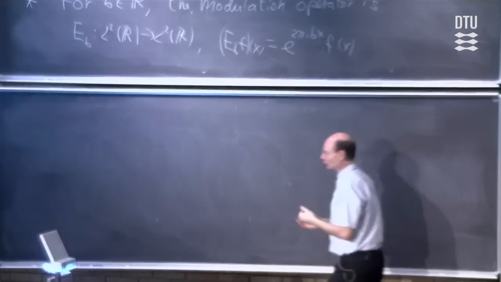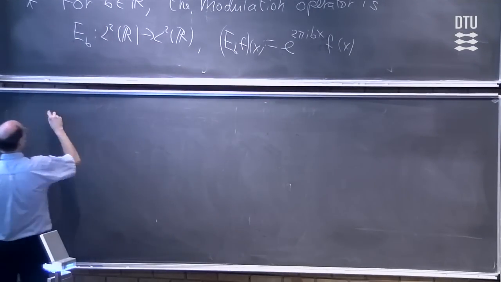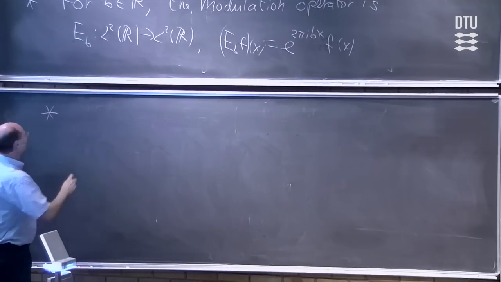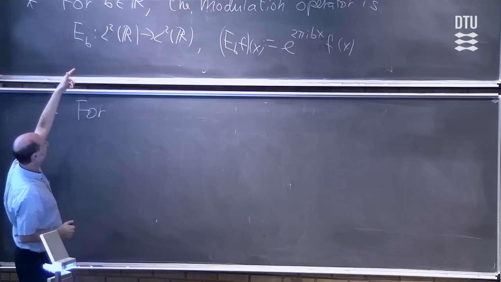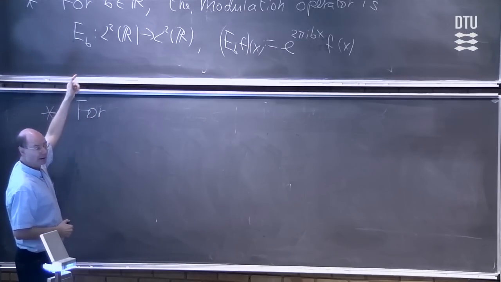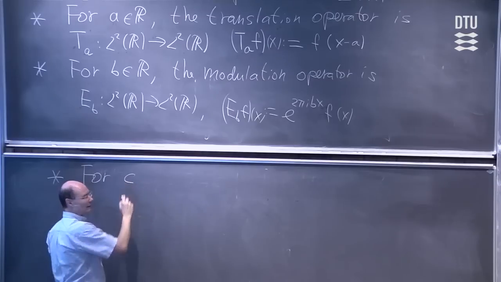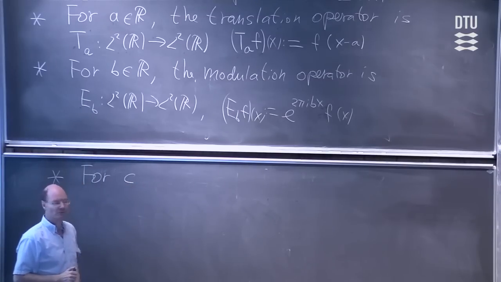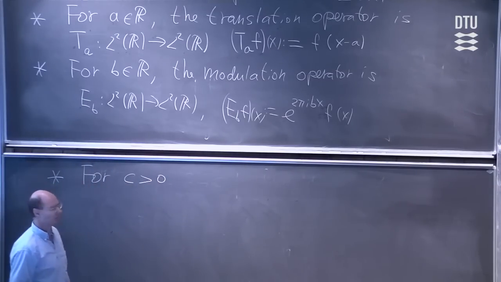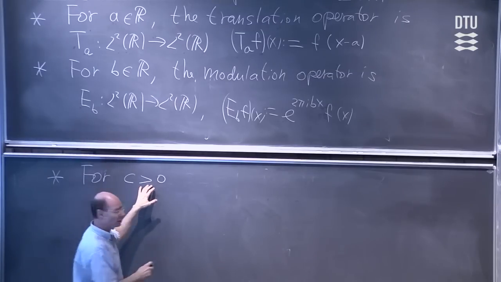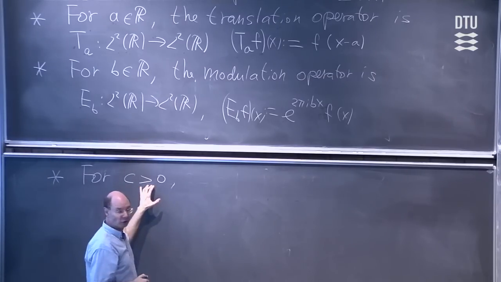Let me define the third class of operators. And here there's a slight difference, because you can see a and b are arbitrary real numbers. Now we look at a parameter c, and we are not allowed to take c equal to 0. We will actually just look at c that are greater than 0. So for c greater than 0, we define the dilation operator.